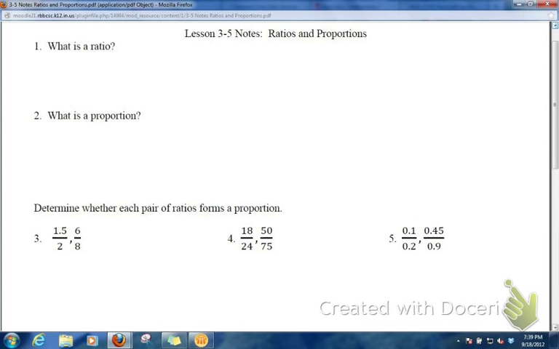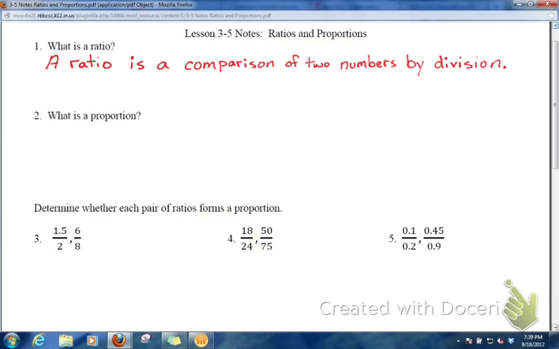Alright, this is the video lesson for 3-5 ratios and proportions. First thing we need to look at is the definition of what a ratio is. A ratio is a comparison of two numbers by division. Again, a comparison of two numbers by division.